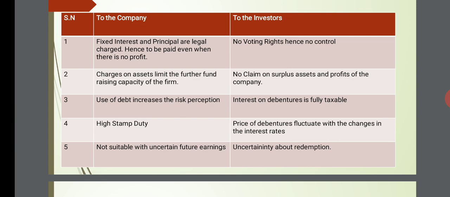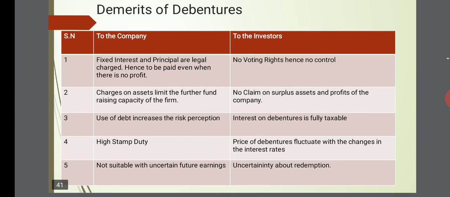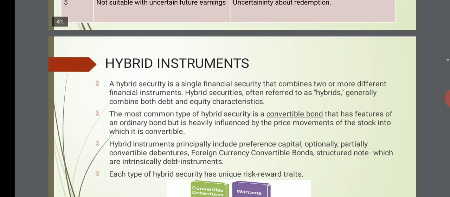And to the investors, there's no voting right, hence no control, no claim on surplus assets and profits of the company. Interest on debenture is fully taxable. Price of debentures fluctuates with the change in the interest rate. Uncertainty about the redemption. So these are demerits of debentures.